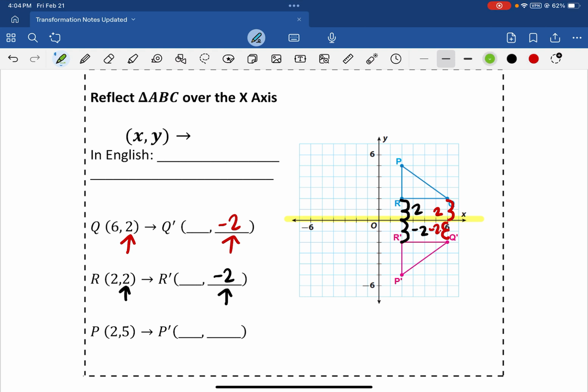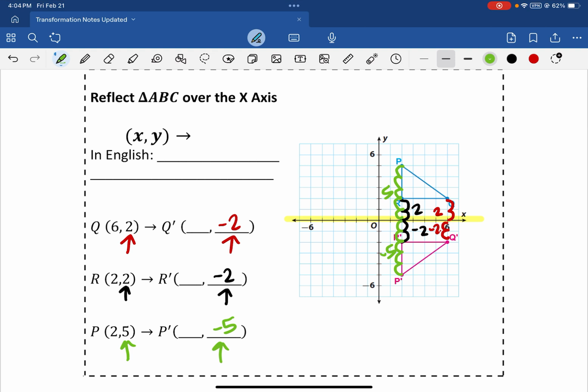Now let's look at P. P is 1, 2, 3, 4, 5, positive 5 away from my x-axis. And P prime is 1, 2, 3, 4, 5, negative 5 away. And you can see here your y is positive 5, so your y for P prime will be negative 5.